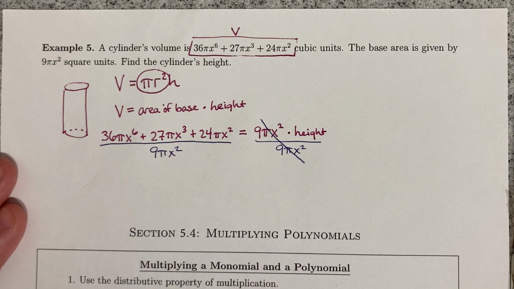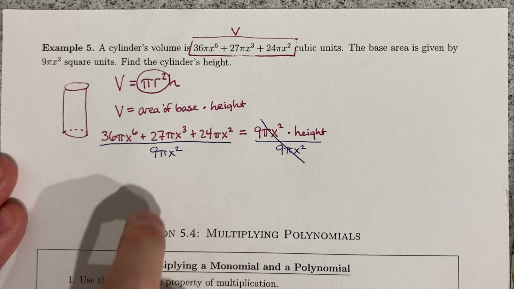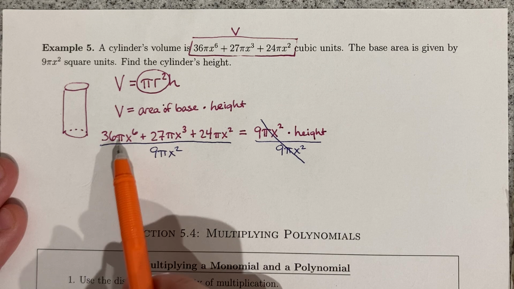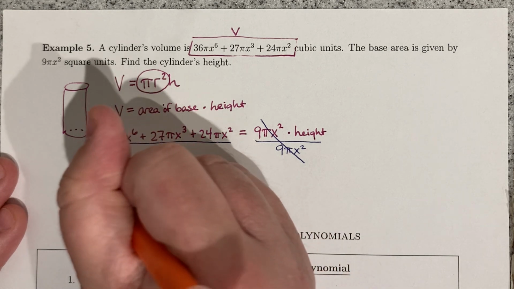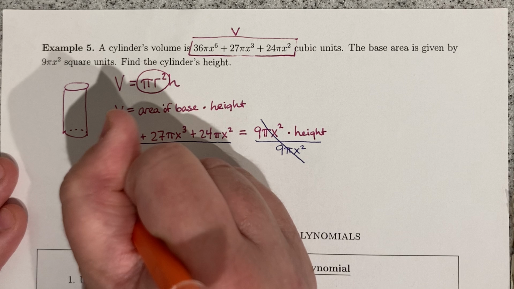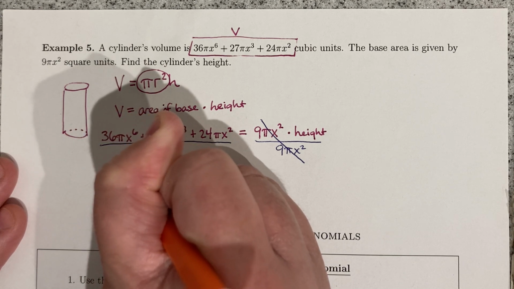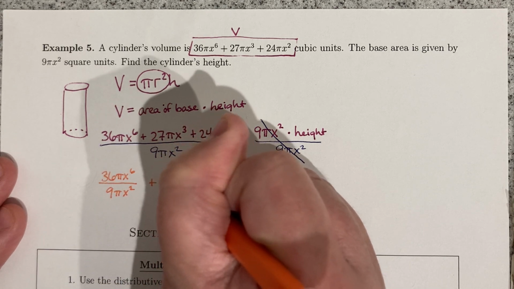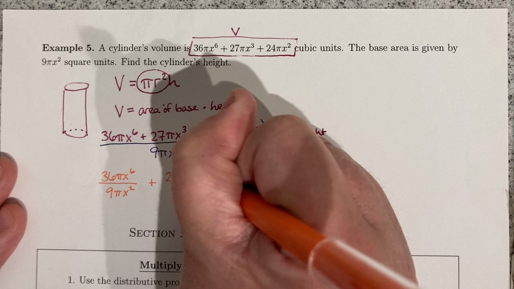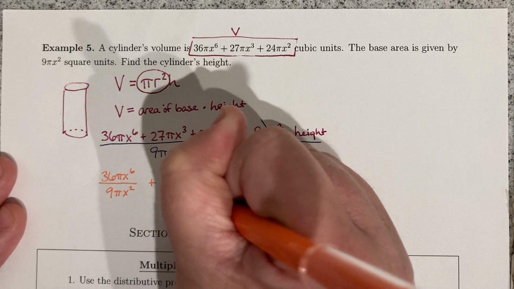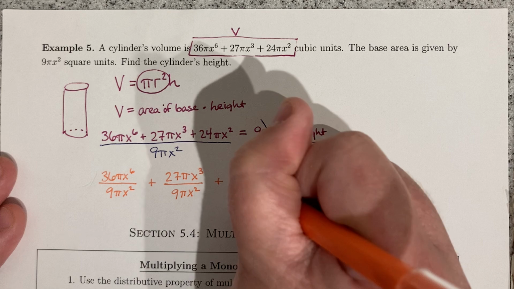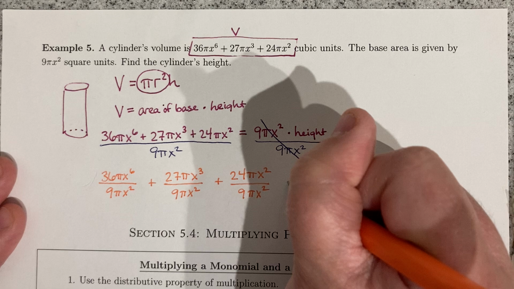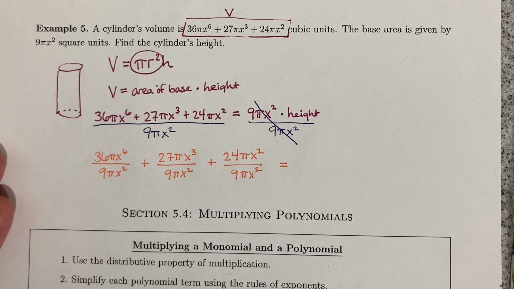So that those cancel. And then this is what we were doing in the previous examples, which is we're going to separate it into 3 separate fractions to divide a polynomial divided by a monomial. All right, so let's write it out. We got 36 pi x to the 6th over 9 pi x squared plus 27 pi x cubed divided by 9 pi x squared plus 24 pi x squared divided by 9 pi x squared. And we're just going to simplify each of these fractions independently.